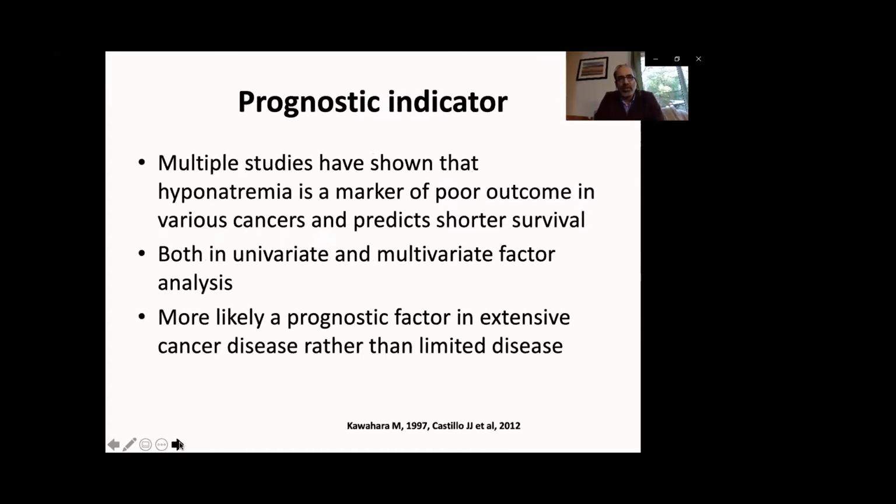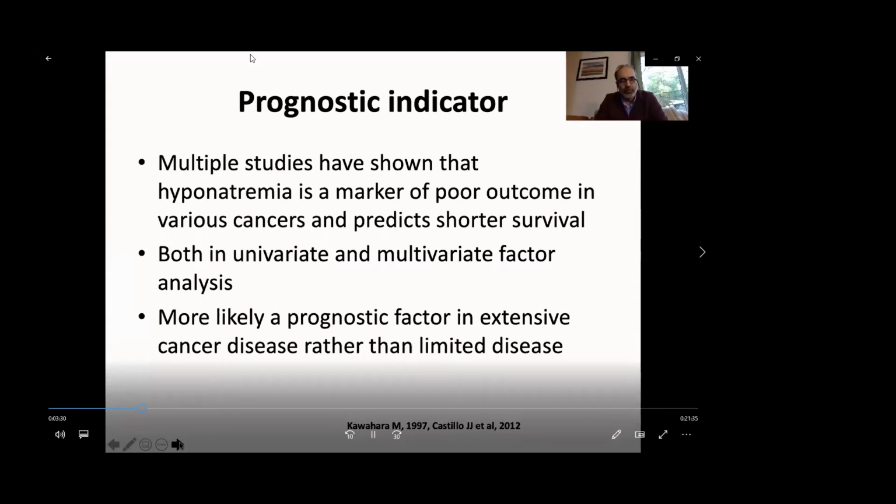In terms of the prognostic indicator, multiple studies have shown that hyponatremia is a marker for poor outcome in various cancers. And those patients who have hyponatremia will tend to have a shorter survival. That shows in both univariate and multivariate factor analysis. However, this correlation between hyponatremia and bad prognosis tends to hold true in those patients who have extensive cancer disease, whereas those with relatively limited cancer, it doesn't tend to be quite as much of a prognostic indicator.